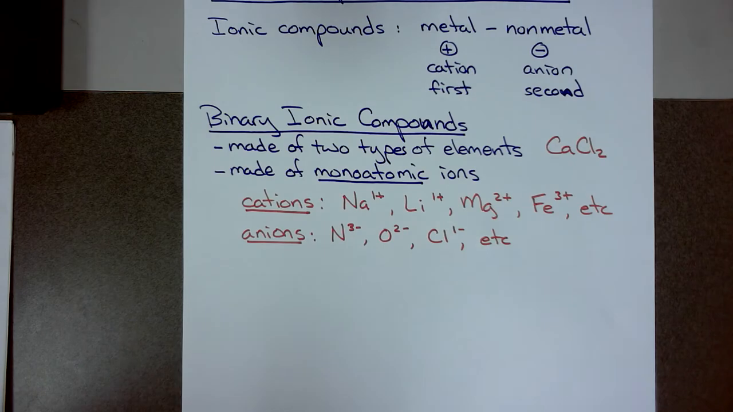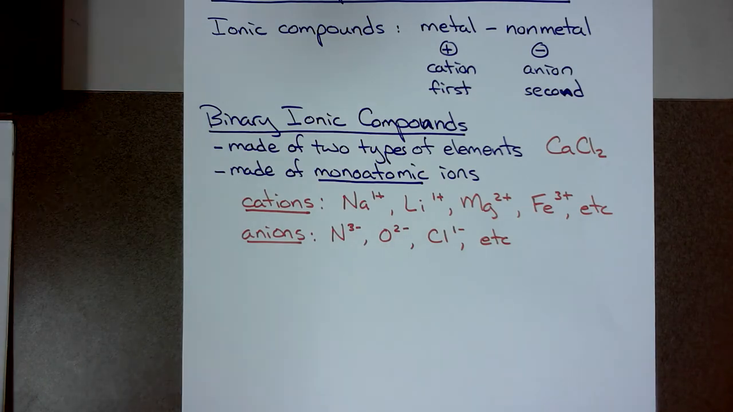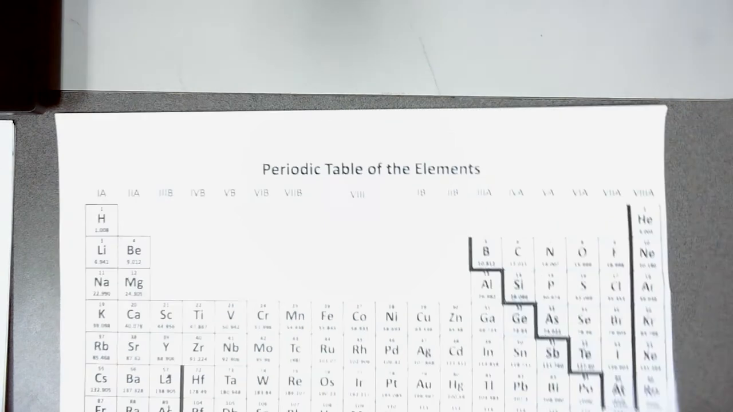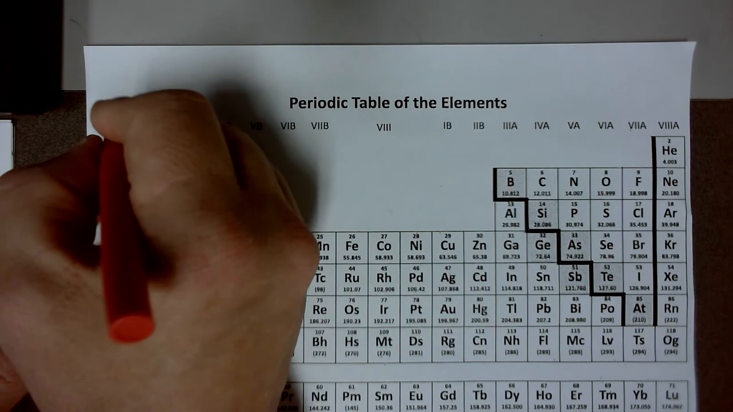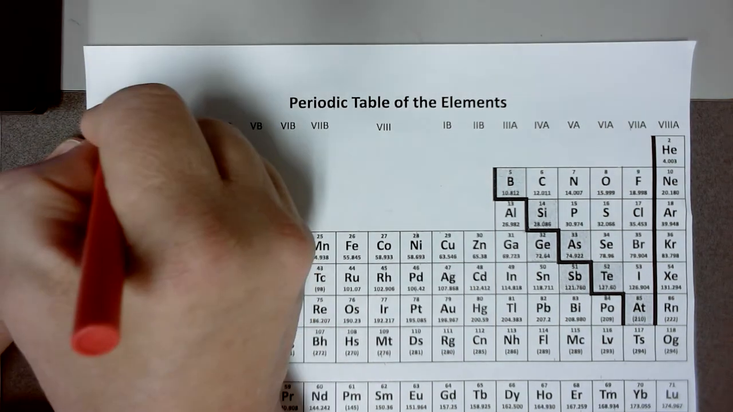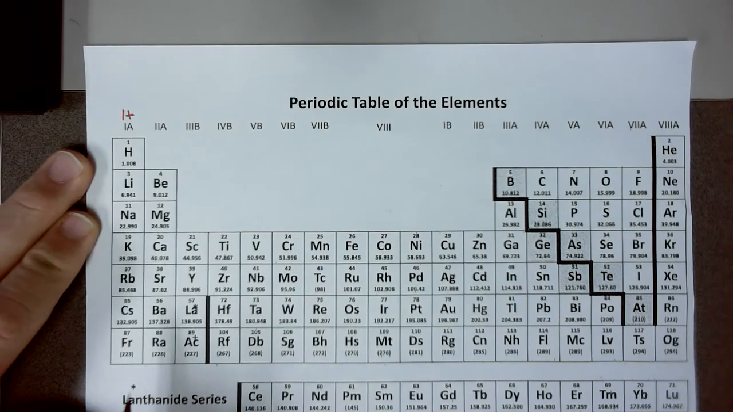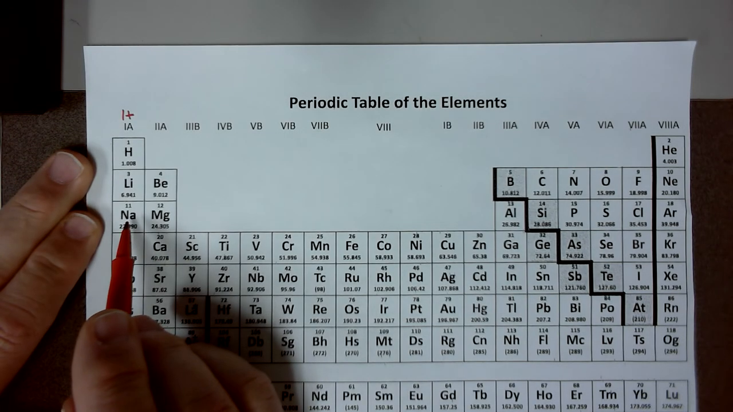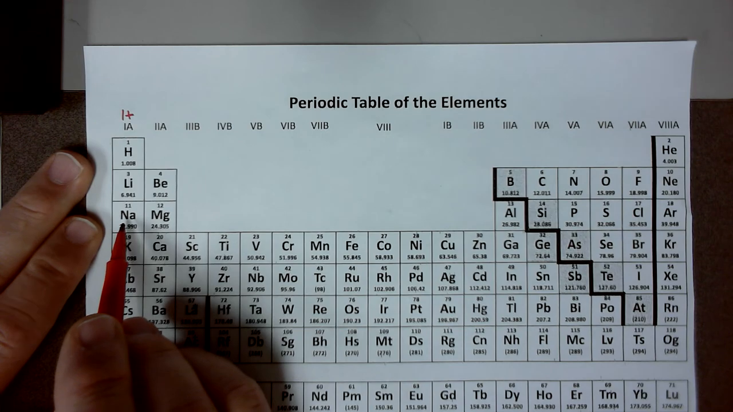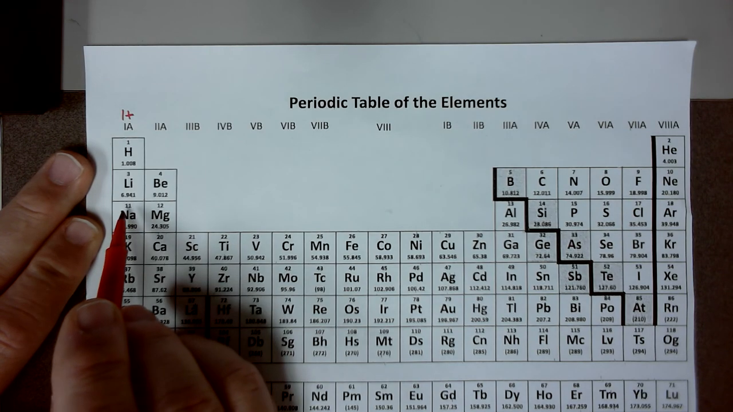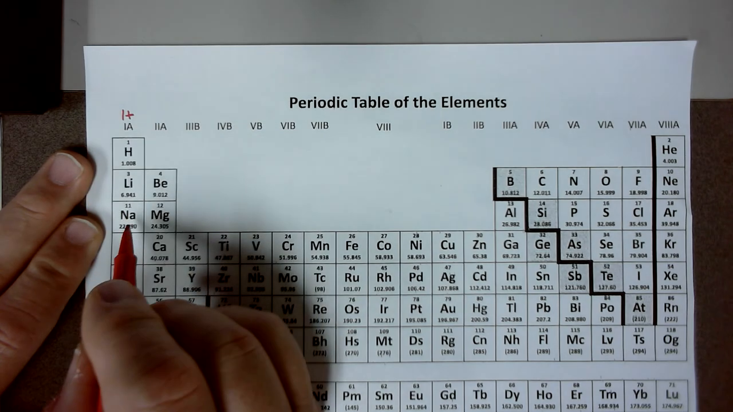Now, how do you determine what the charges are on your monoatomic ions? We're going to look at a periodic table and discuss how we determine charges. Group 1 metals will always be a 1+. They have one valence electron in the outer energy level. They will lose that electron to have a filled valence energy level of 8. We'll talk about that later.